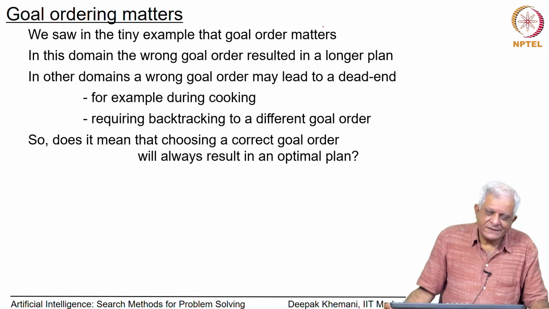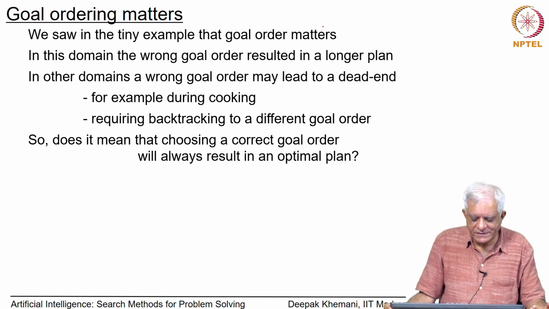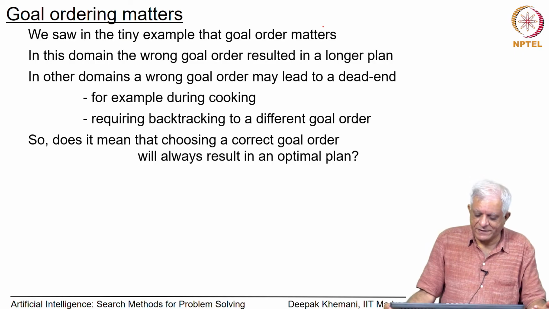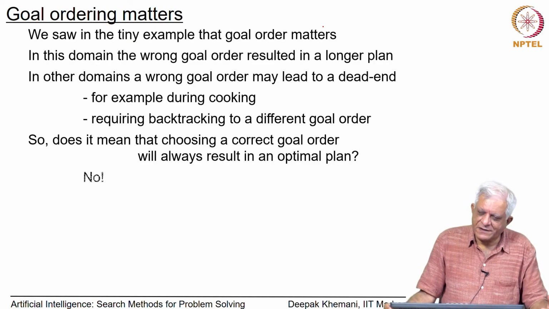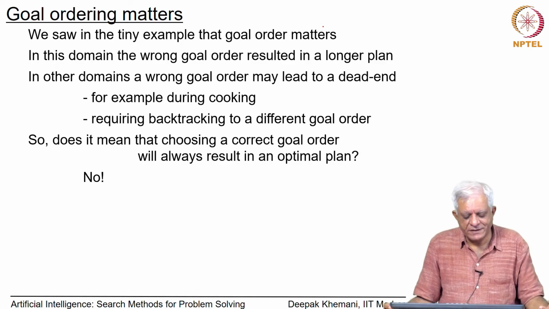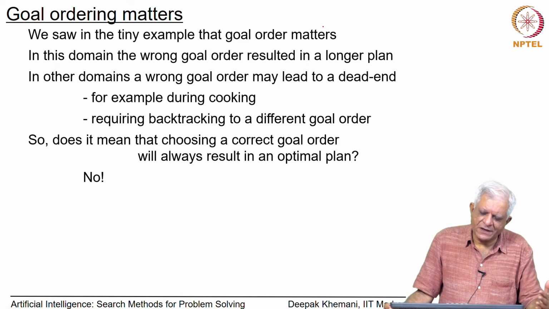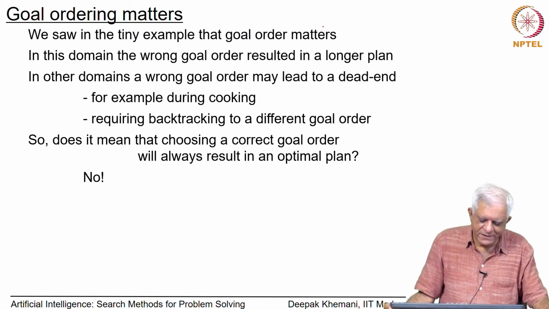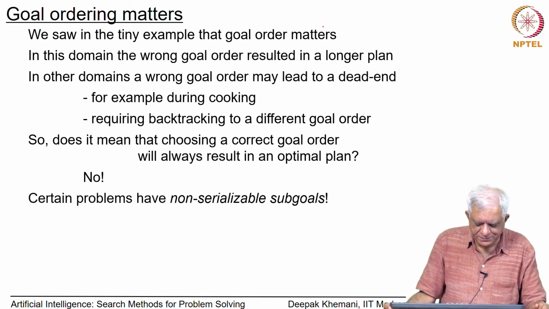But the question you want to ask now is: does choosing a correct goal order always result in an optimal plan? In this example that we saw, that was true, but unfortunately that is not the case in general. We have observed that planning is a hard problem. It was shown by Dinanau and Gupta a long time ago in the 90s that it is PSPACE-complete, which means basically it is a hard problem to solve. So, do not expect a free lunch.